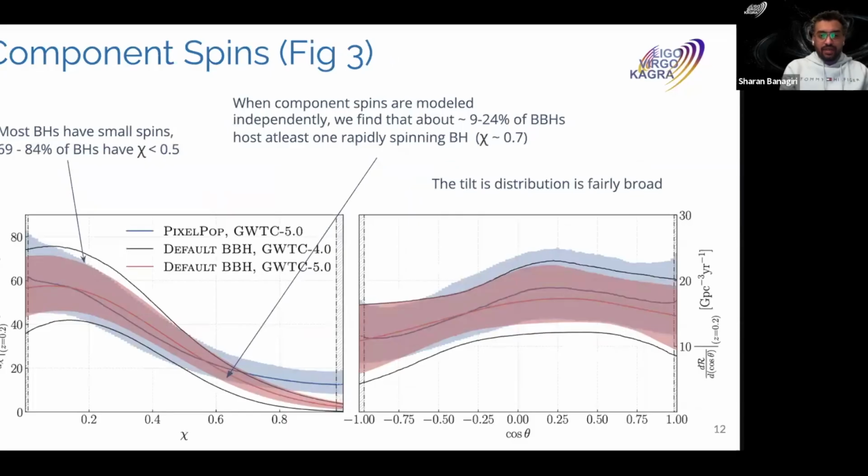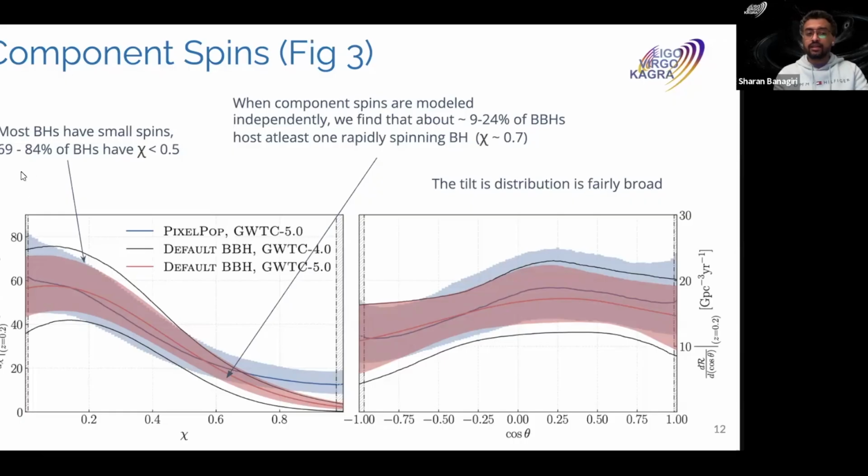Next, let's look at spins. We'll start by looking at component spins. So the plot on the left shows the magnitude of the component dimensionless spins, and the plot on the right shows the distribution of the spin tilts with respect to the orbital angular momentum. So this is the spin tilt with respect to the plane of the binary, in other words.